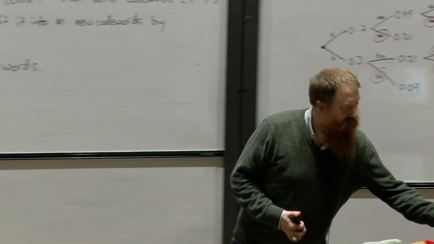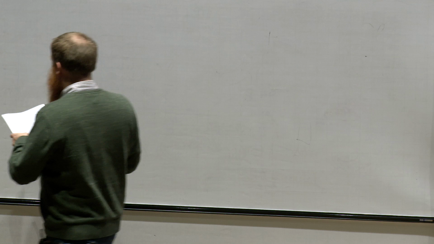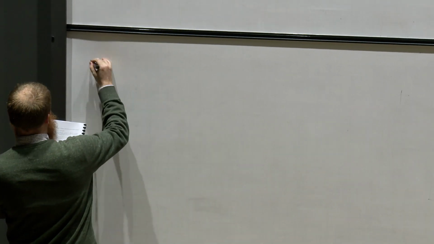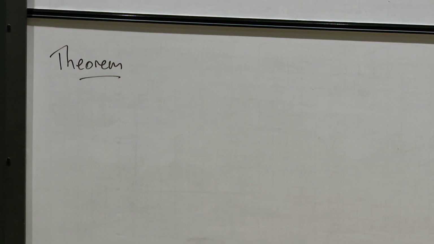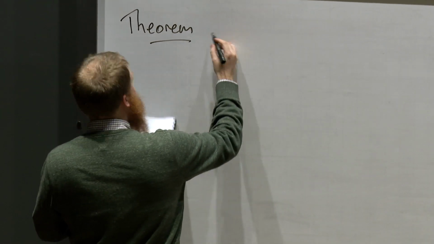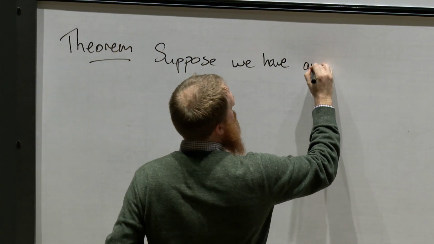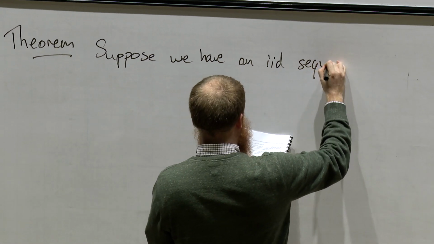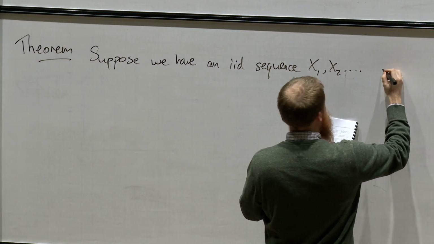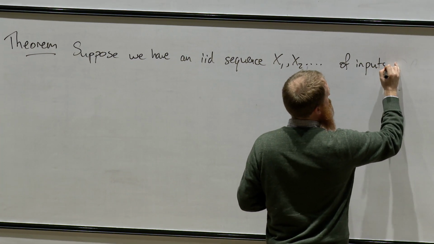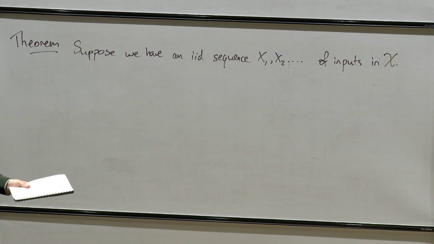Is it optimal? Well, we have to be a bit careful in what we mean by optimal, but there is a sense in which it is optimal. So theorem. And this is just a beautiful proof. It really is. So suppose we have an IID sequence x1, x2, of inputs in X. And we'll see that assumption is not so critical if we change the construction accordingly.